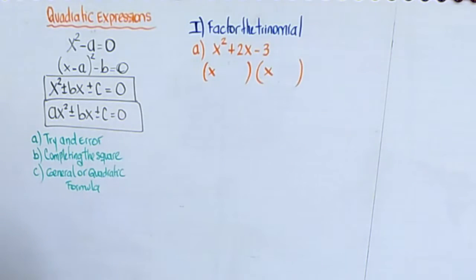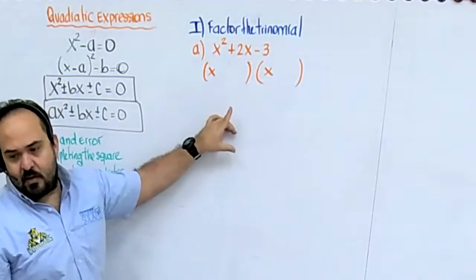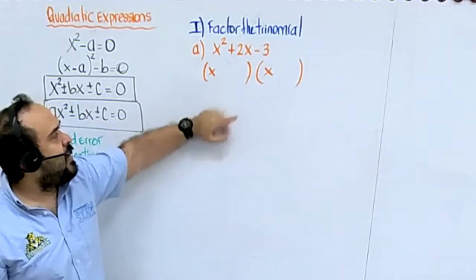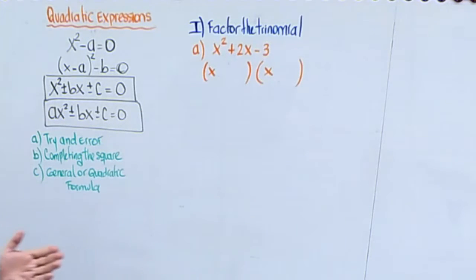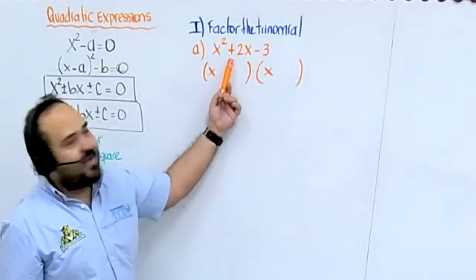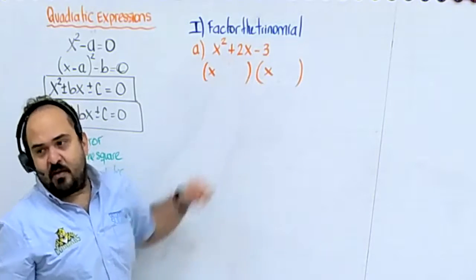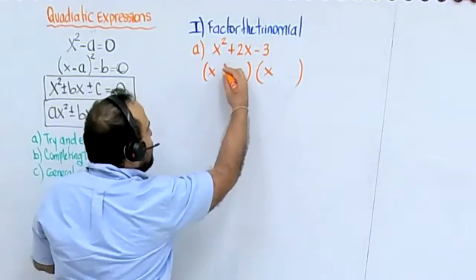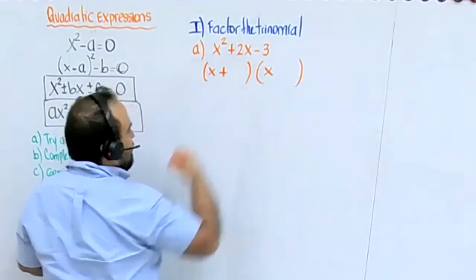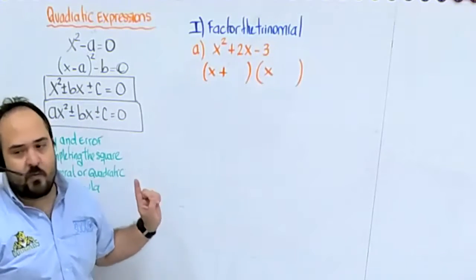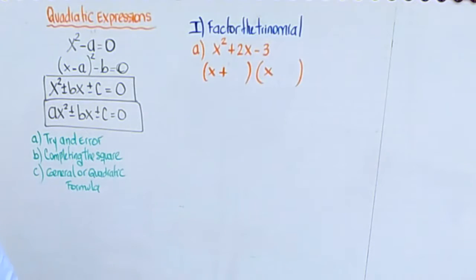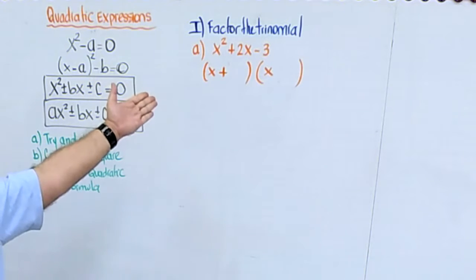Rule number 1. Rule number 2. Always in the first term, I'm going to copy the sign. If it is positive, it's going to be positive. If the first sign is negative, it will be negative, okay? And if you see, the first sign is positive, so I'm going to copy the positive sign over here. How about in the second one? In the second one, don't forget, because I can give you 1,000 problems this way.